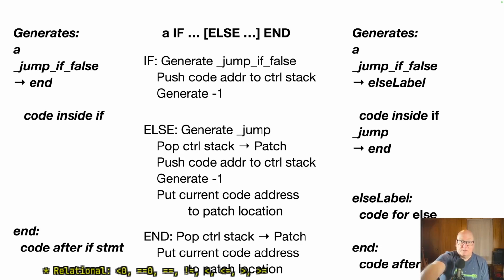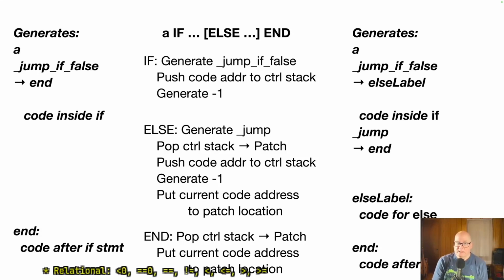We pop the control stack, and that tells us where we're going to patch. Well, instead of jumping to the end, we're going to jump to the else label. Okay. And so that's what we patch. And then we generate a -1 after the jump, because that's going to be replaced by the jump to the end in the end. And then put the current code address at the patch location. Okay. So I think that's saying it right.